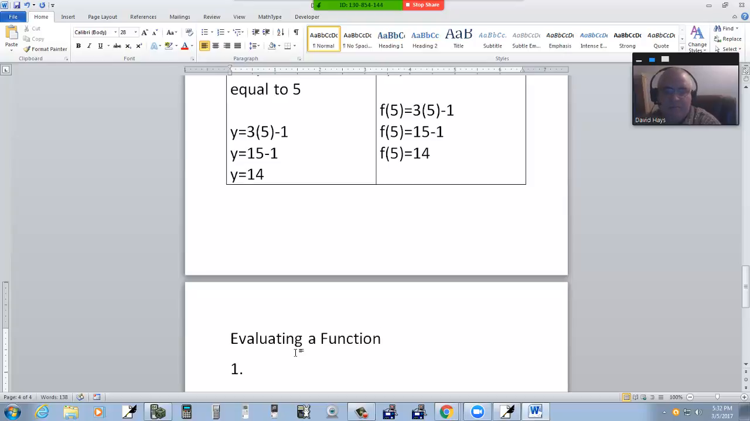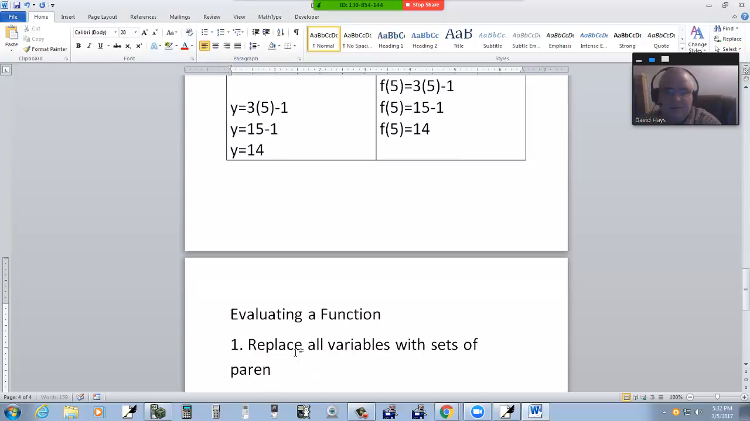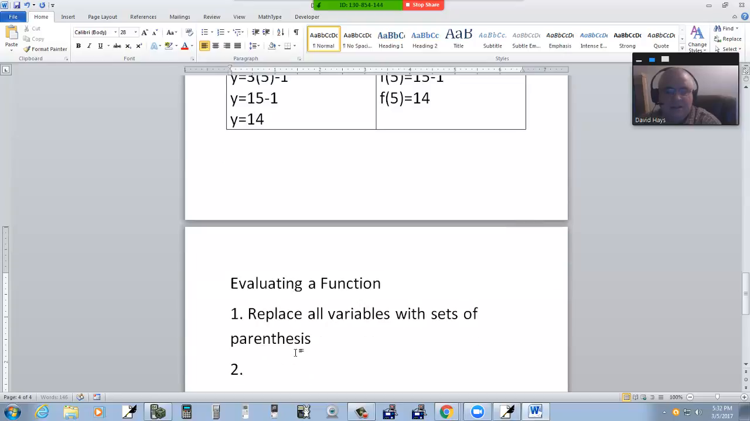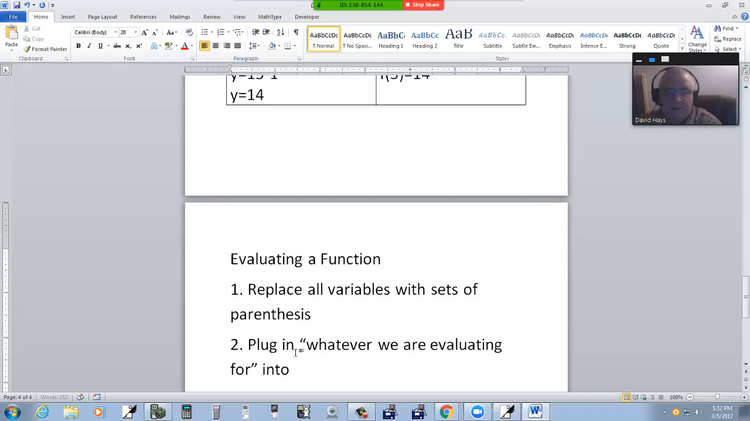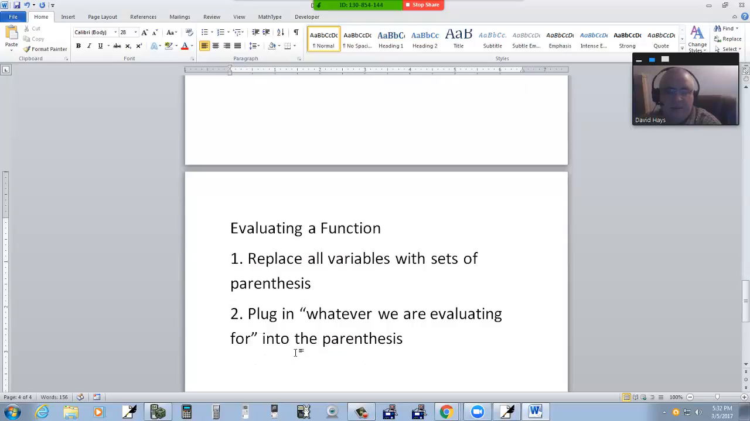Step 1. Replace all variables with sets of parentheses. Step 2. Plug in whatever we are evaluating for into the parentheses. Step 3 is to then simplify.